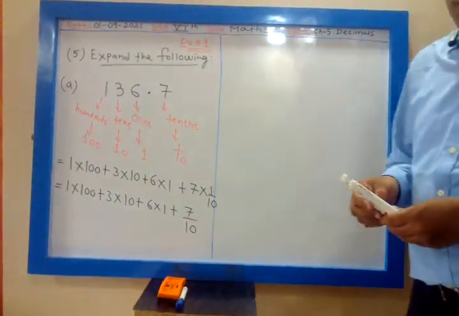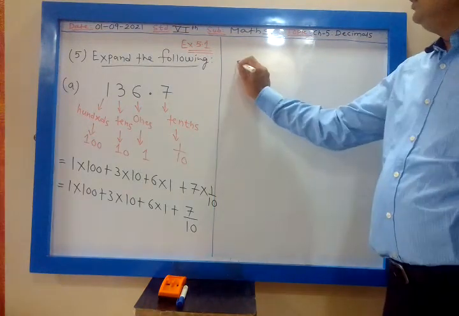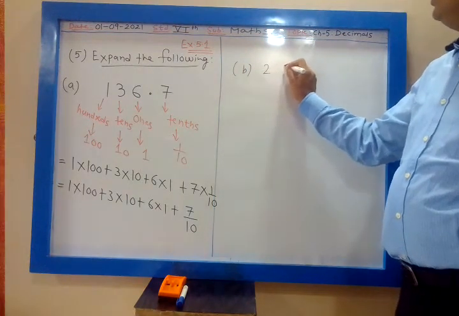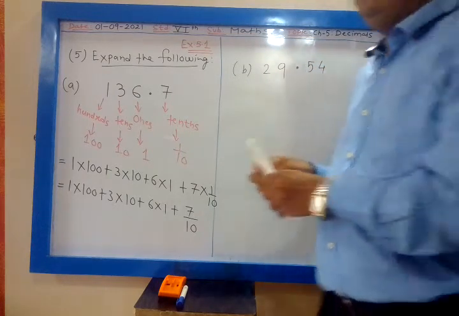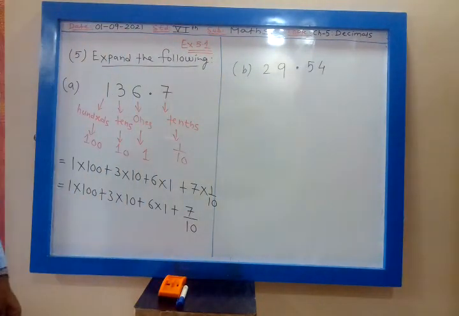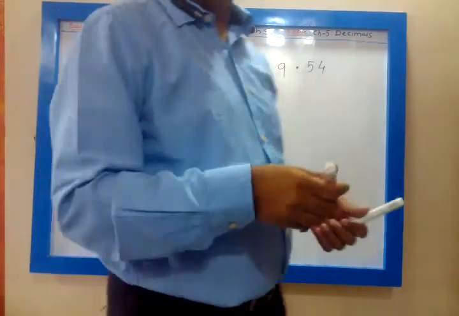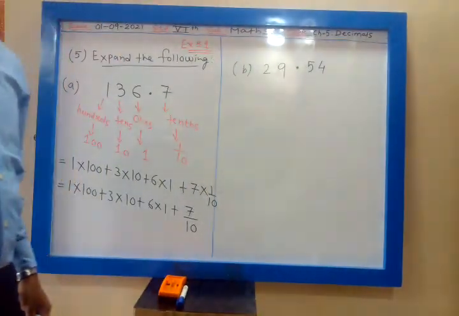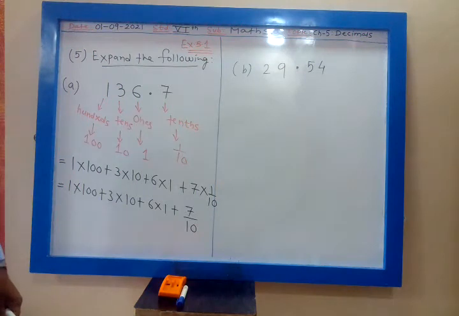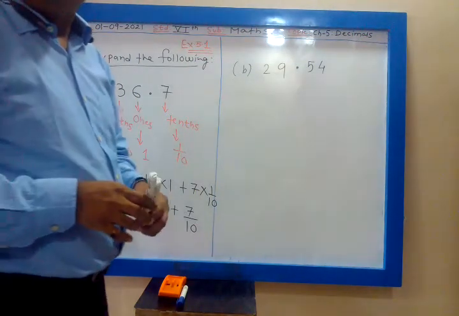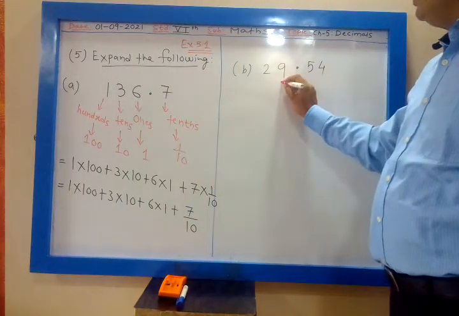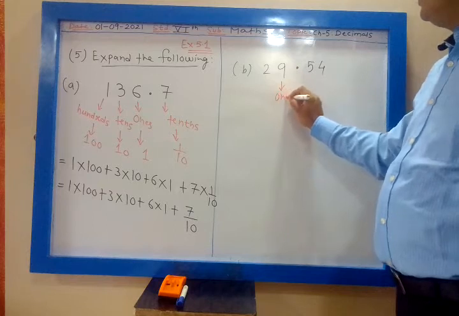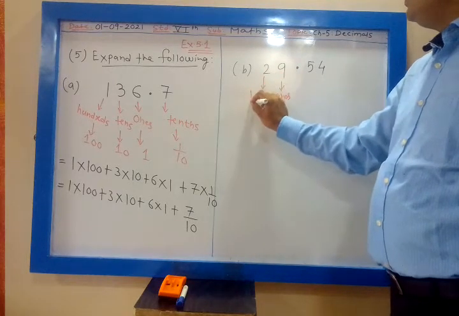Then 29.54. Chalo, second one, B. 29.54. You have to write that in the expanded form. It is clear, my dear. 29.54. Position of 9 is ones. Position of 2 is tens.